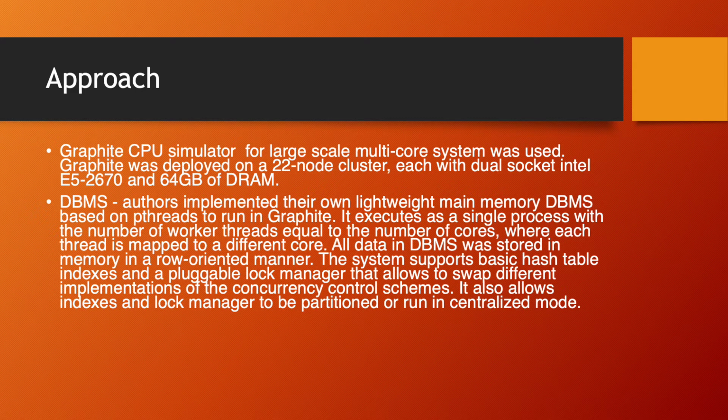All data in the DBMS was stored in memory in a row-oriented manner. The system supports basic hash table indexes and a pluggable lock manager that allows swapping different implementations of concurrency control schemes. It also allows indexes and the lock manager to be partitioned or run in centralized mode.